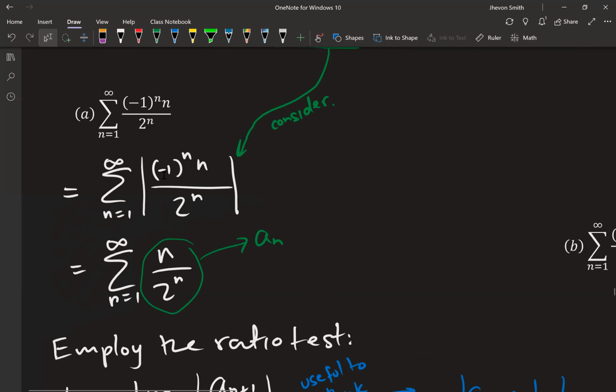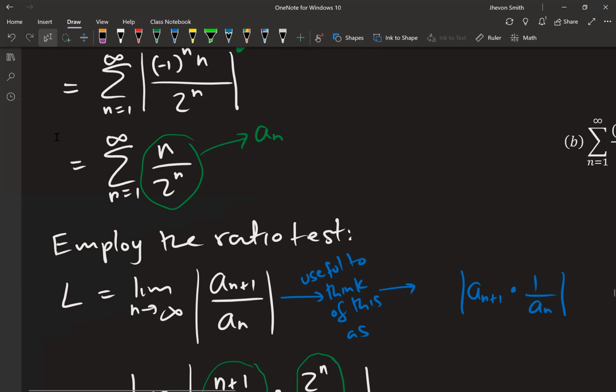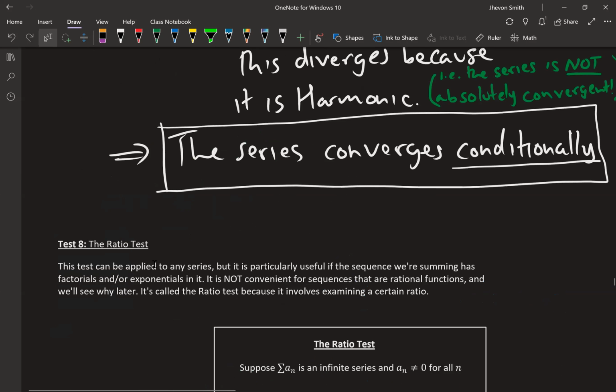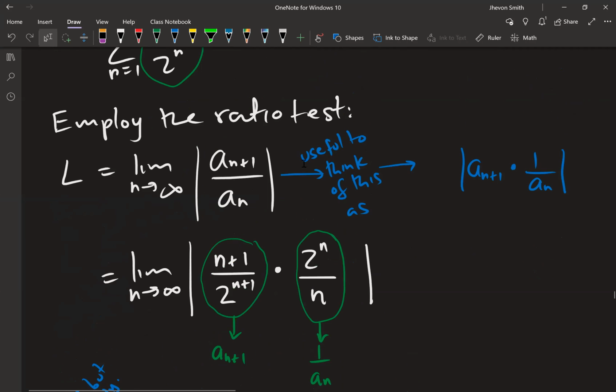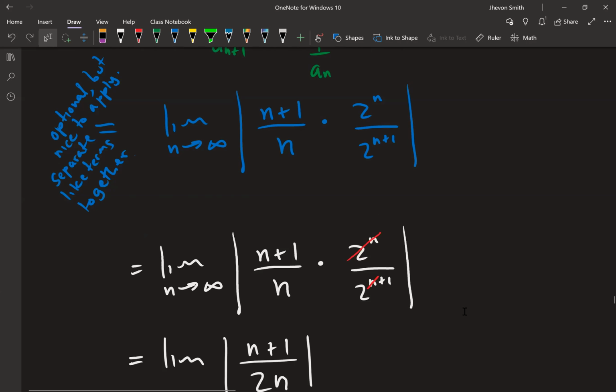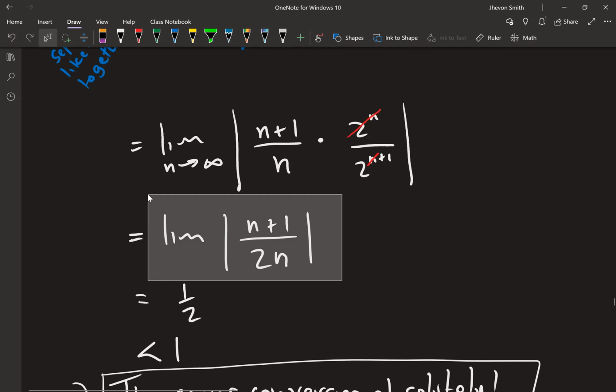So I see this series, and I am asked to check whether it converges absolutely. So I put absolute values around it. I get a new series, and now I want to examine that. Because it has exponentials, and I remember, hey, this test is useful if you have factorials or exponentials. I remember Jhevon saying that in class. So I'm like, okay, let's do the ratio test. It might be convenient. Do a little bit of simplification, not too much of a big deal. And now I can just determine what happens by looking at what this limit goes to.